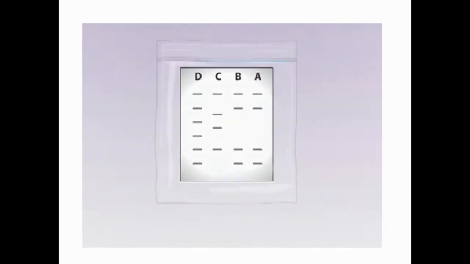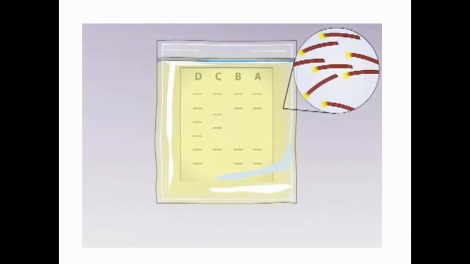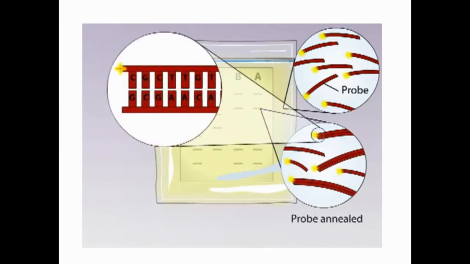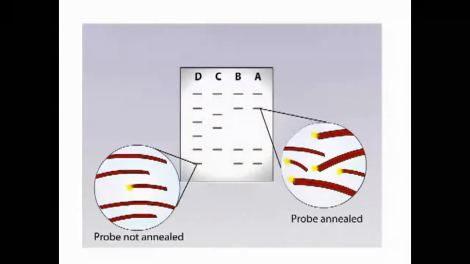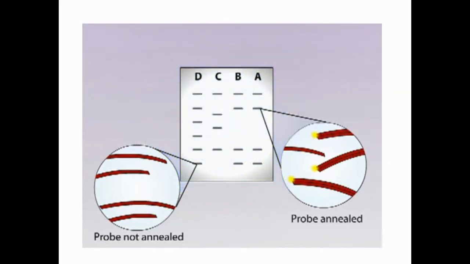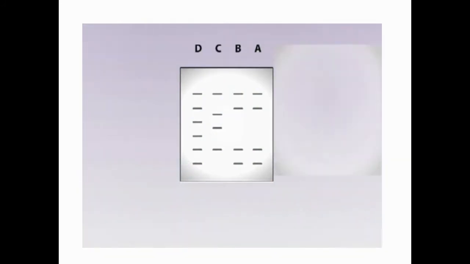We place the nitrocellulose paper into a plastic bag and add a solution containing a radioactive single-stranded DNA called a probe. In this case, the probe consists of all the fragments from plasmid A. During an incubation period, the probe anneals to complementary sequences, forming base pairs with the DNA in some of the bands on the paper. The excess probe is washed off. The only probe that remains on the nitrocellulose paper is the probe that is annealed to complementary DNA on the paper. After the probe is washed off, the paper is overlaid with X-ray film. The film and nitrocellulose are kept in the dark for a period of time, and then the researcher develops the film. The radioactivity in the probe creates black bands on the X-ray film, which is called an autoradiograph.